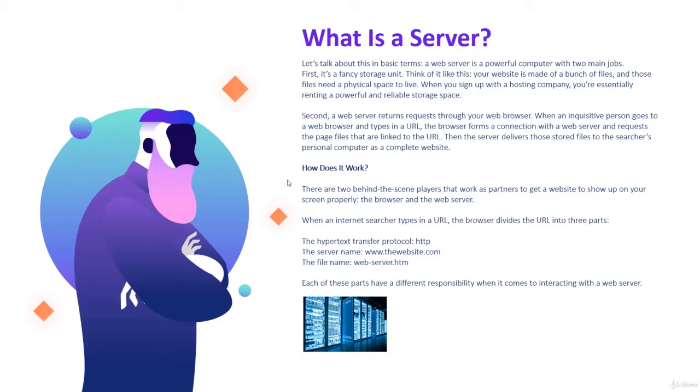When an internet user types a URL, the browser divides the URL into three parts. The first one is the hypertext transfer protocol, which means HTTP or HTTPS. We are learning about all of this, and the server name, like your name server. Okay, so every server must have a name. So three things: the web server and .htm. We will be learning about these three things in the next lectures one by one.